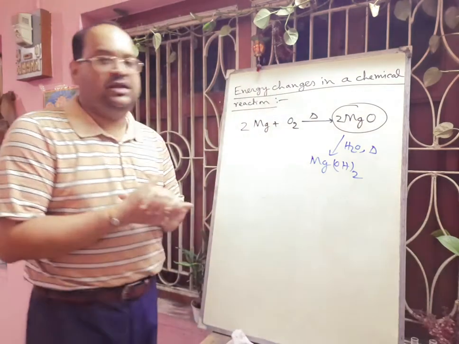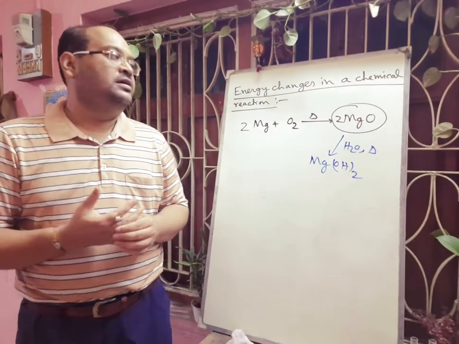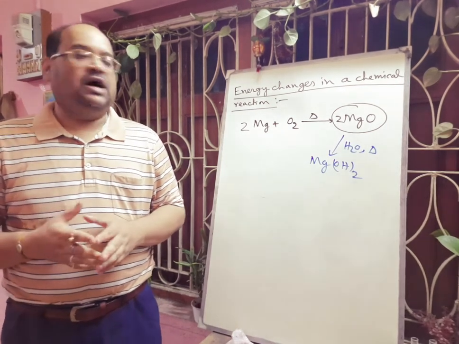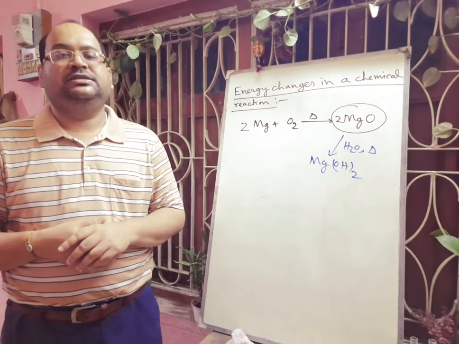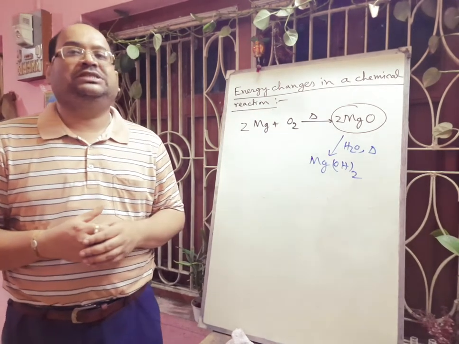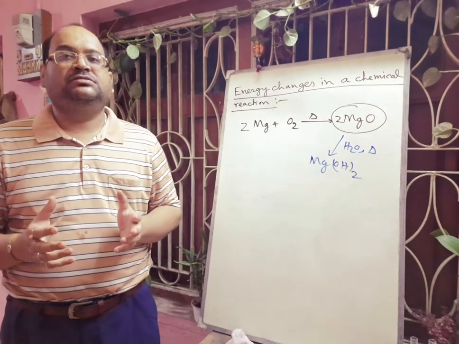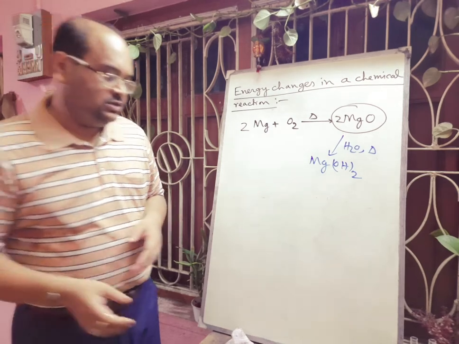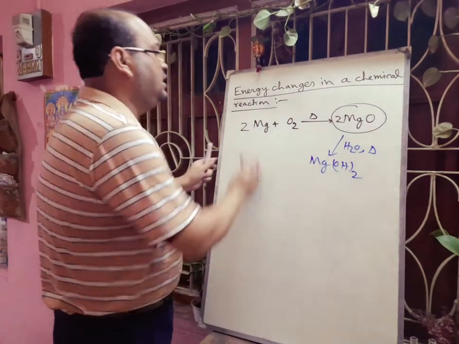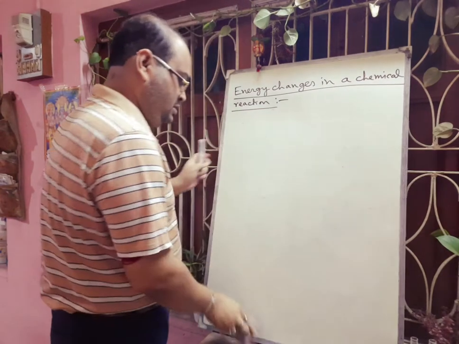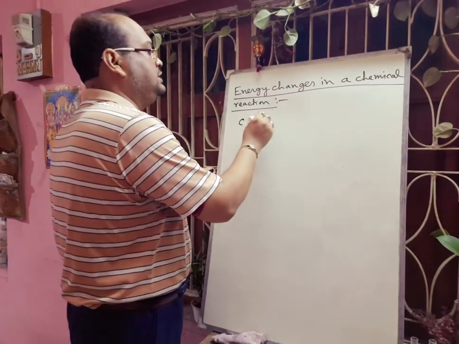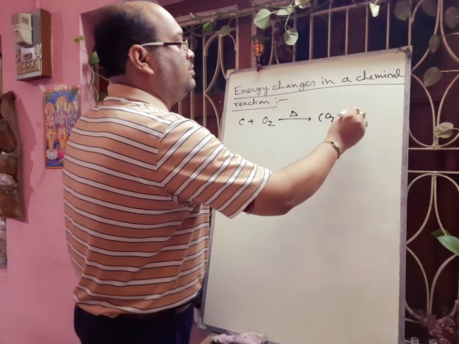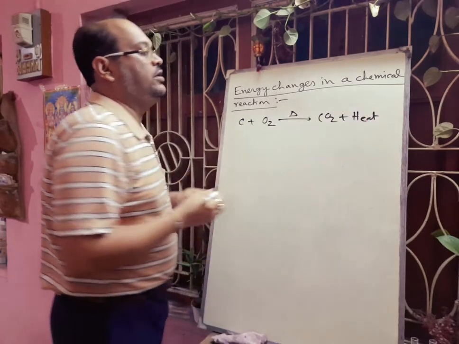So this is an exothermic reaction where a huge amount of heat and light is produced. Next, I will give some examples of exothermic reactions. When carbon burns in presence of oxygen to form carbon dioxide, there also a lot of heat is evolved. So the reaction is: carbon is reacting with oxygen gas in presence of heat, forming carbon dioxide gas, and a lot of heat will be produced.